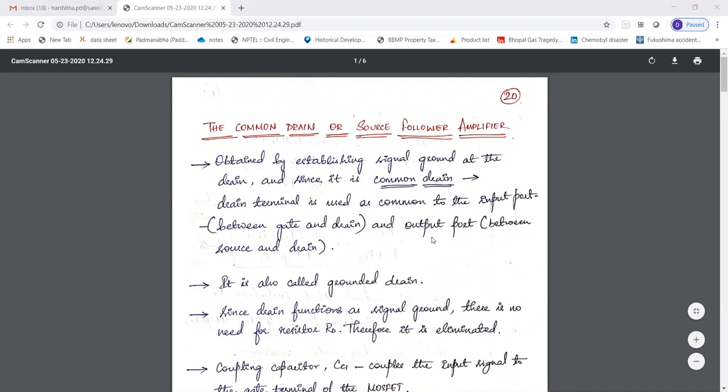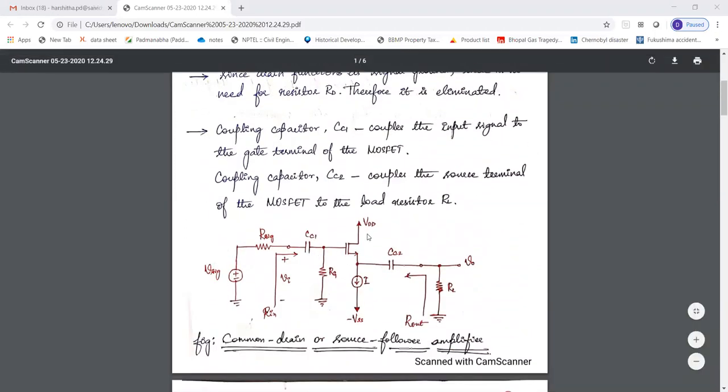Okay, and next, the drain will function as a signal ground here in this configuration. So there is no need of the resistor RD in this configuration. Hence, this resistance RD is eliminated. You can observe here, the resistor RD is not at all connected. It is absent.